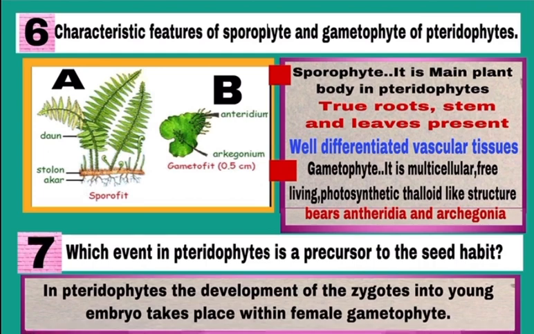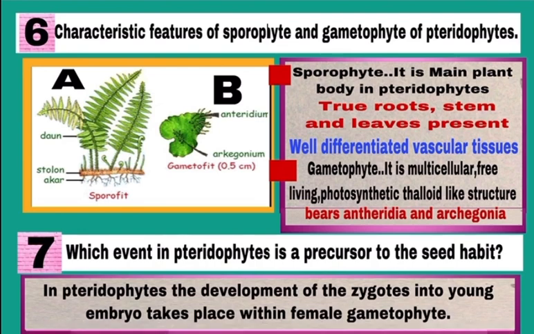Now see the features of gametophyte, which is a haploid stage. It is multicellular, free living, can do photosynthesis and thalloid-like structure. It bears antheridia and archegonia. Remember, antheridia will form male gametes and archegonia will form female gametes.